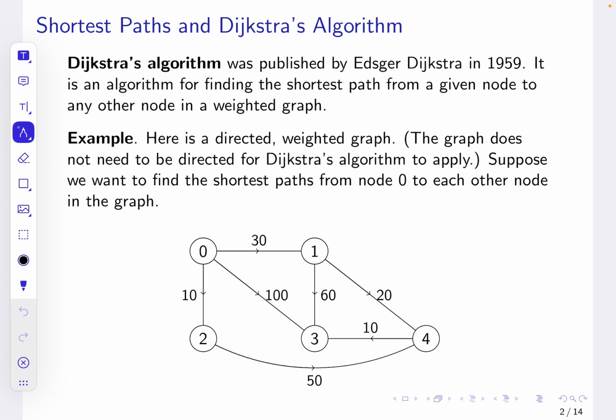So suppose we wanted to find the shortest path from node 0 to some other node in the graph. The exact destination doesn't actually matter because Dijkstra's algorithm ends up finding the shortest path from node 0 to every other node in the graph. I'm not sure if it's possible to make a more efficient version that just finds a path between two specific nodes. Dijkstra's algorithm just does the whole thing.